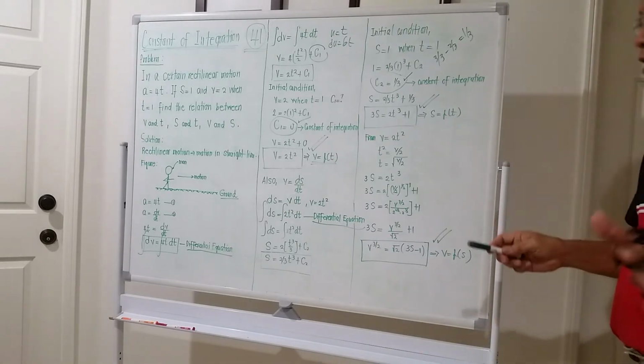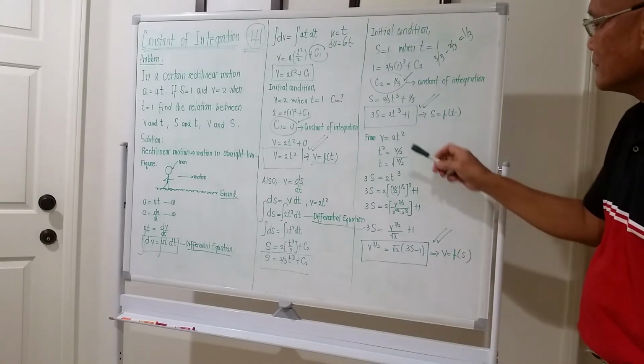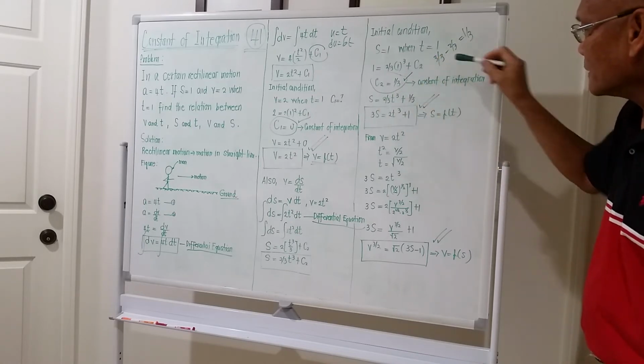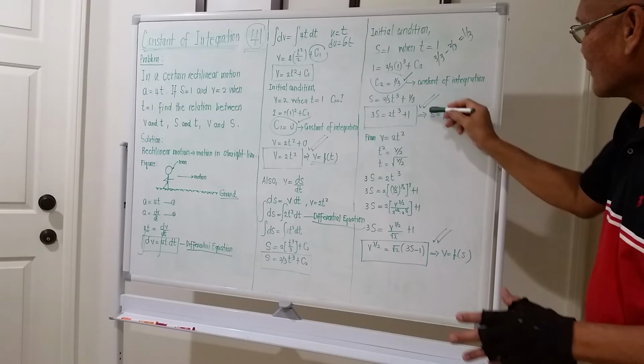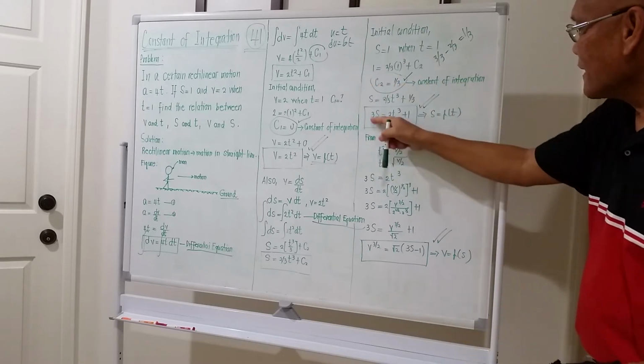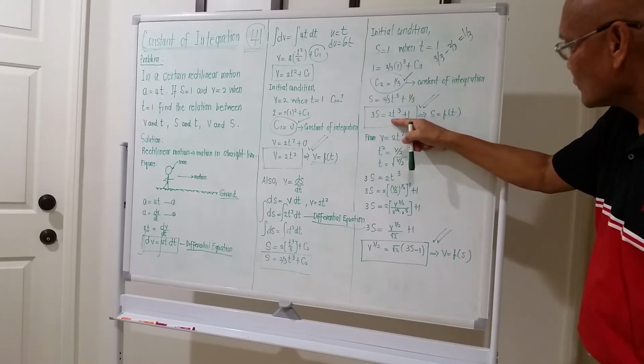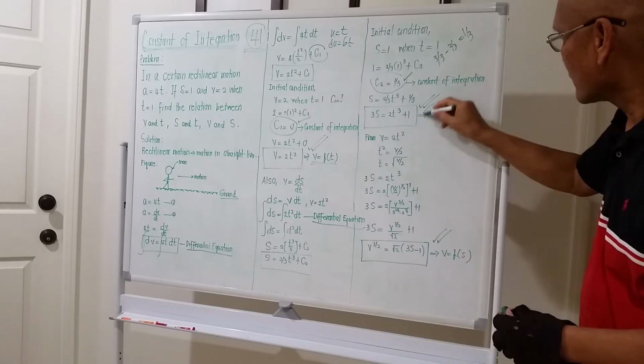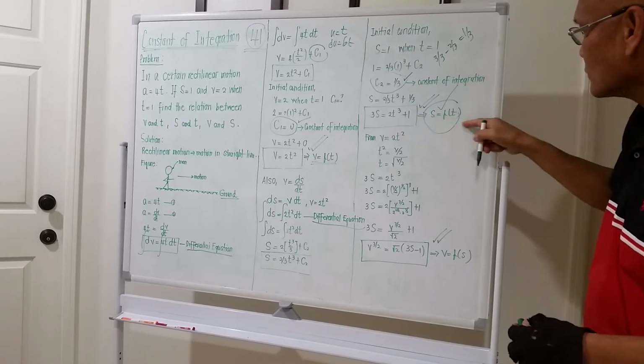Therefore, the required relation of s in terms of time: s will be equal to 2/3 t cubed plus 1/3. Or multiply all terms by 3, 3s will be 2t cubed plus 1. This is now the required relation of distance with respect to time.